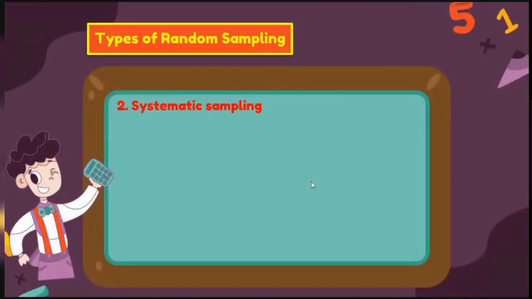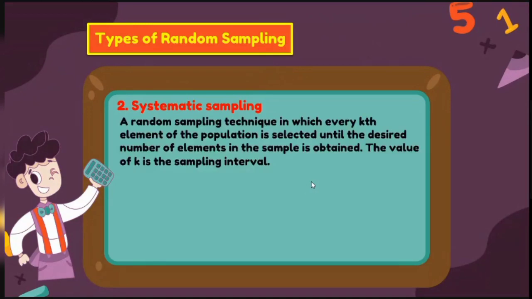So next one, we have the systematic random sampling. Systematic random sampling is a technique in which every kth element of the population is selected until the desired number of elements in the sample is obtained. The value of k is the sampling interval. So for this part, especially for this kind of problem, lagi nang given dito yung concept ng population and also the idea about the sample size. So we are asked to find only the value of k or the sampling interval or the gap of one given element with the other element.